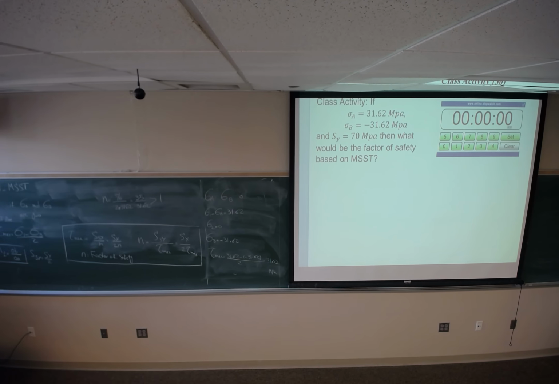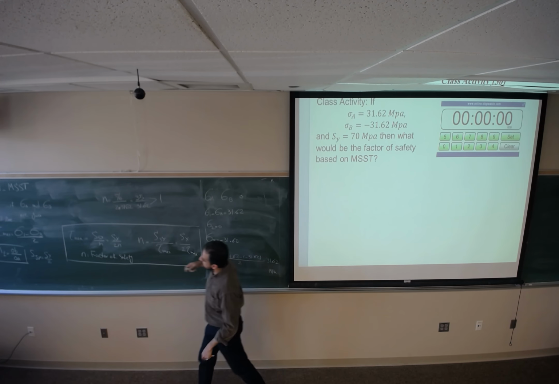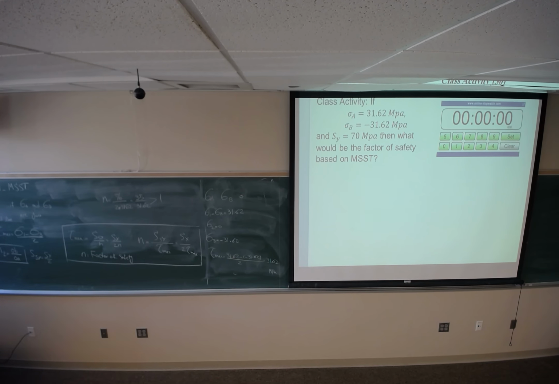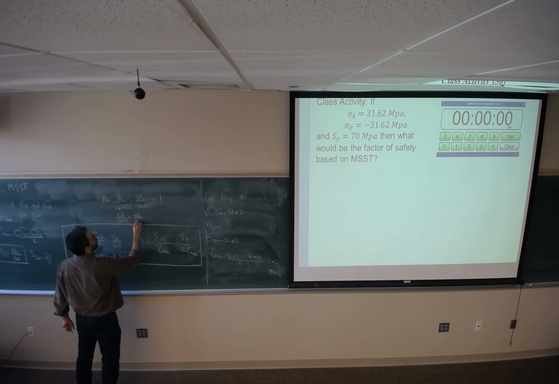If you would like to show it graphically, Sy is 70, this one is negative 70. Positive 31 is going to be somewhere here. Negative 31 is going to be somewhere here. So this point is going to be the point of the load, sigma A and sigma B. If you connect this and extend, you will find point B. So this 35 divided by 31.62 is going to be OB over OA.